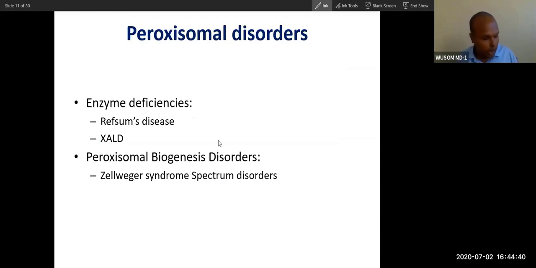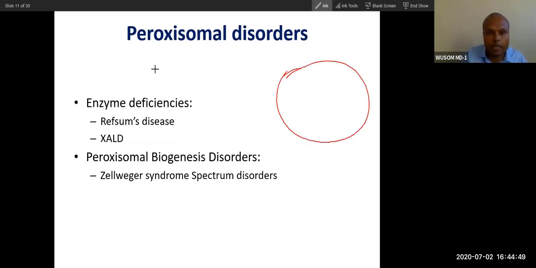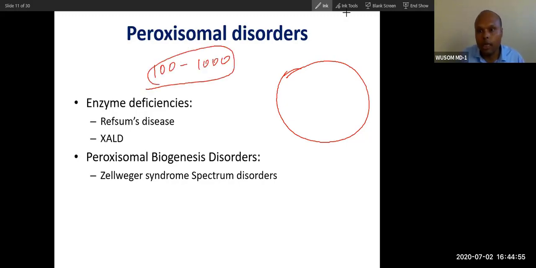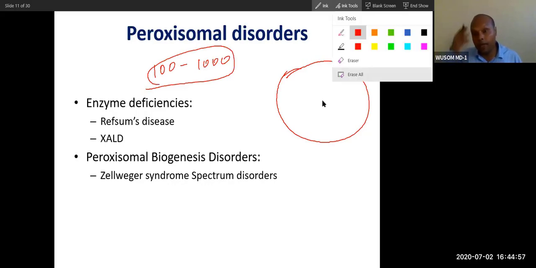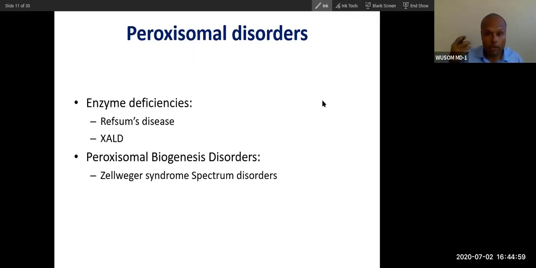Now let's talk a little bit about these peroxisomal disorders. I told you the minor pathways happen in peroxisome. In every cell there are 100 to 1000 peroxisomes. Peroxisome function is very important for brain cells, neuronal cells, and other cells also.